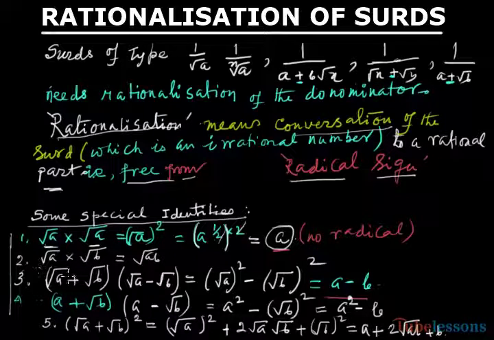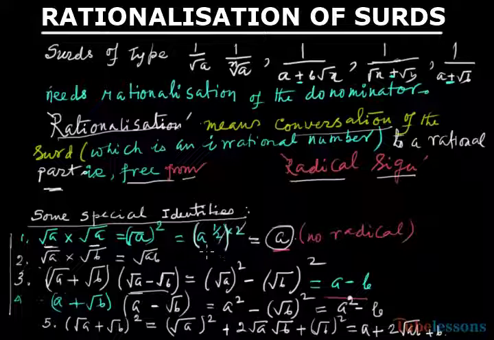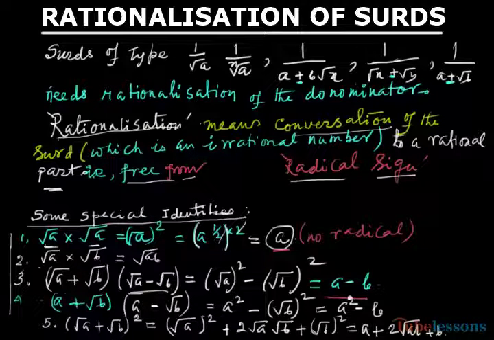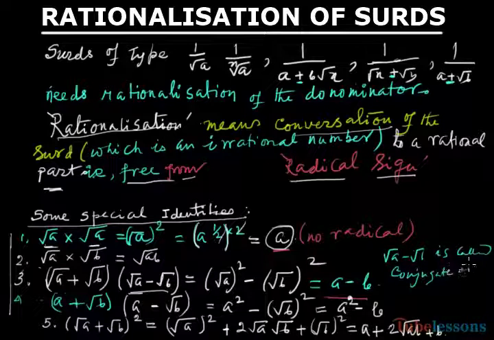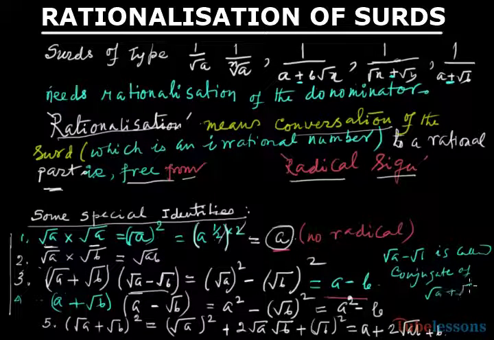Here root a into root b, they are not similar, and we know root a into root b is equal to root of ab. Now take square root of a plus square root of b, and multiply this with square root of a minus square root of b. Root a minus root b is called the conjugate of root a plus root b. So when you multiply it with the conjugate, see what happens.